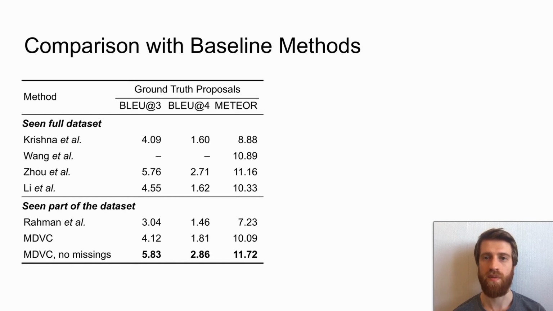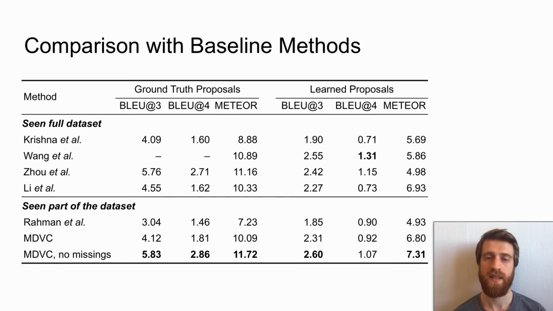We observe that our model outperforms all listed methods on BLEU 3 and 4, as well as METEOR. Furthermore, we compare our model with the others on the learned proposal setup. The table shows that our model performs competitively on BLEU 3 and 4 metrics and outperforms all listed methods on METEOR. We highlight that our model achieves these results despite being trained on a smaller number of videos as they are no longer available for download.